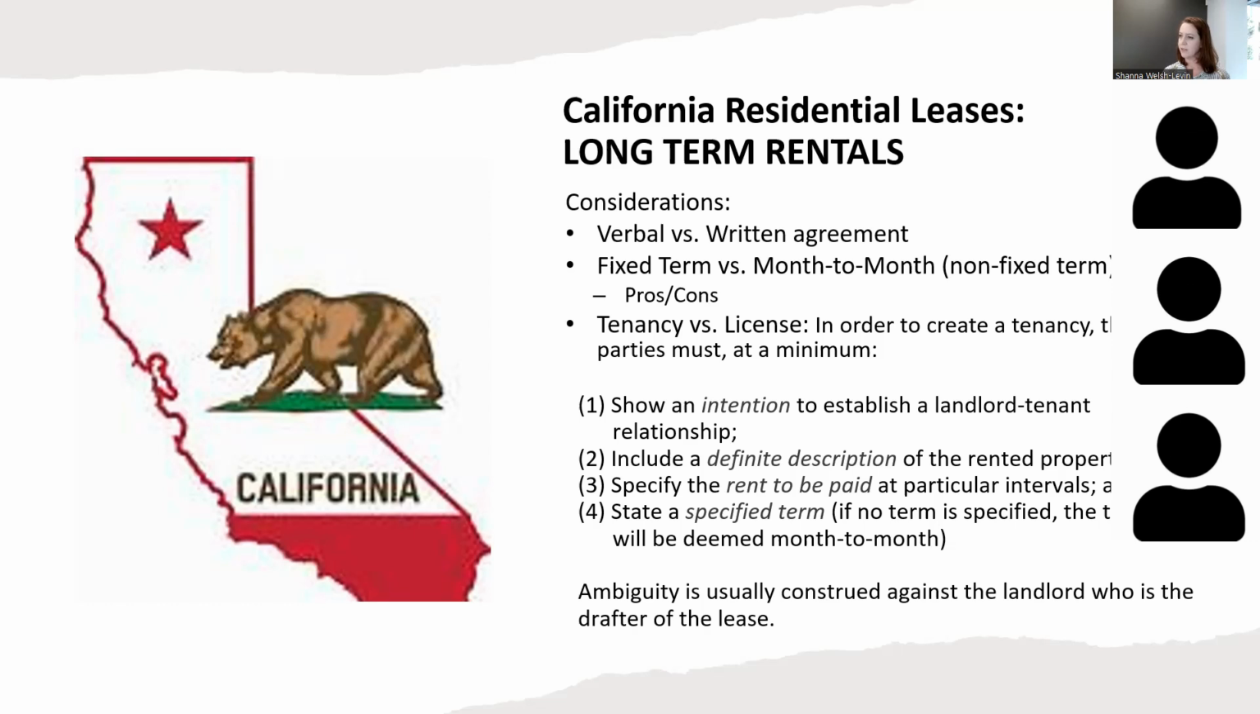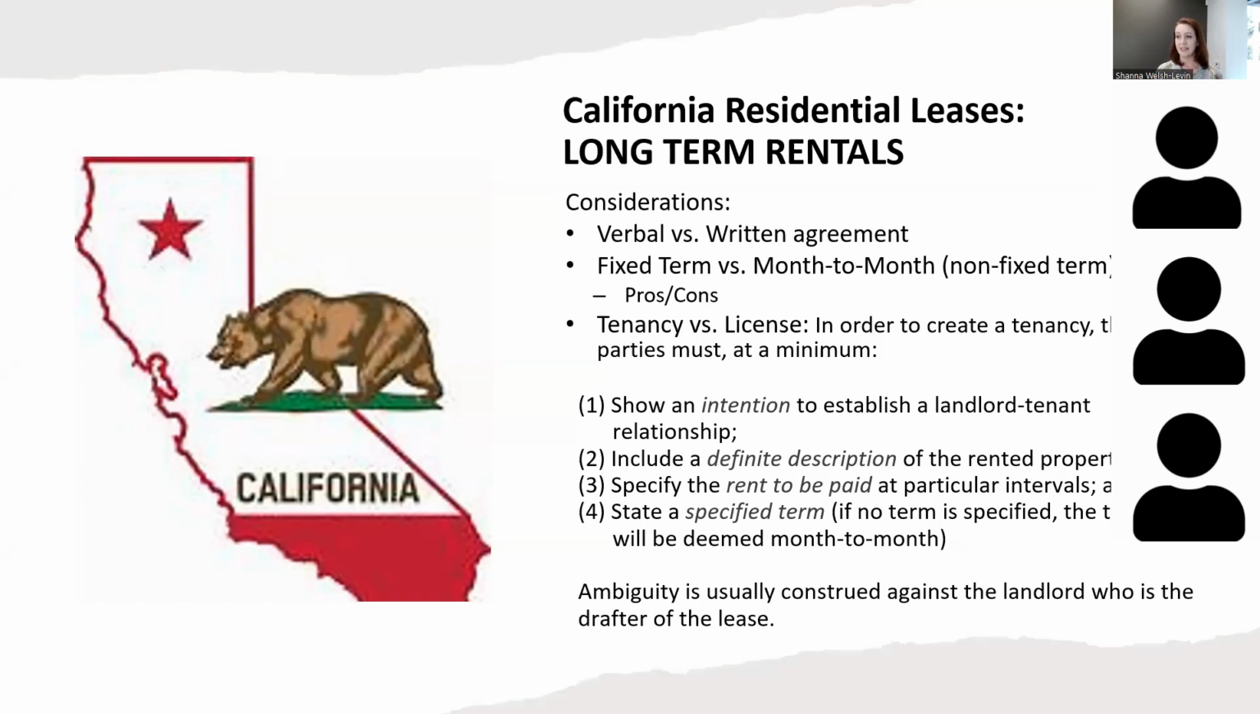Okay, and then we have the consideration of whether you want to establish a tenancy versus provide a license. A license is something less than a tenancy. A license is where you have a guest, like a short-term renter or a visitor who is not intended to receive the rights of a full-fledged tenant.